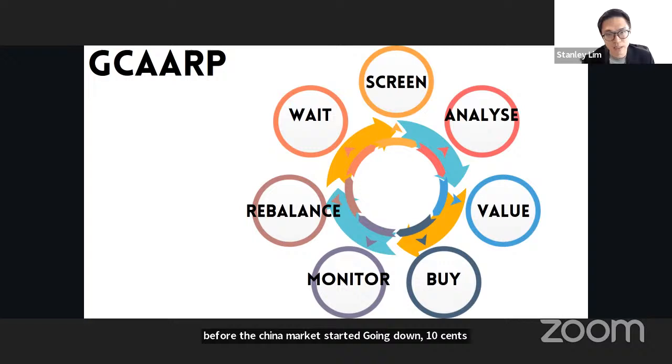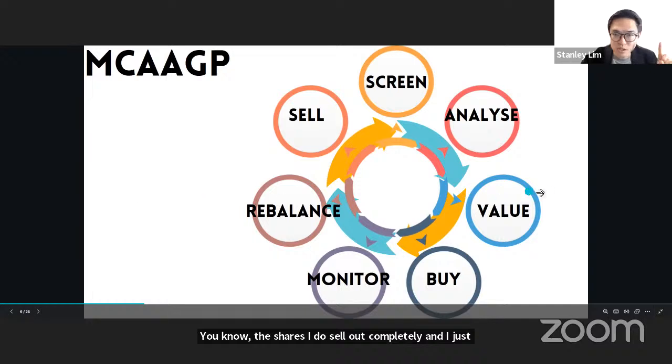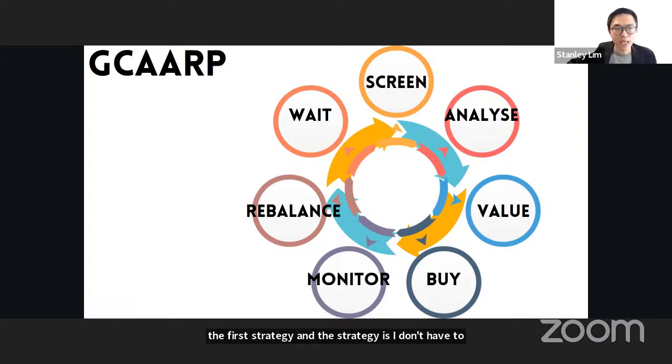I also have to sell it down a little bit. But once it rebalances, I still keep the shares. I don't sell out completely, and I just keep waiting and waiting. So the key difference between the first strategy and the second strategy is I don't have to do so much work, because I find a few great companies and I can just hold on to them, because I am quite certain that if they continue to be great, they can continue to grow and improve over time.